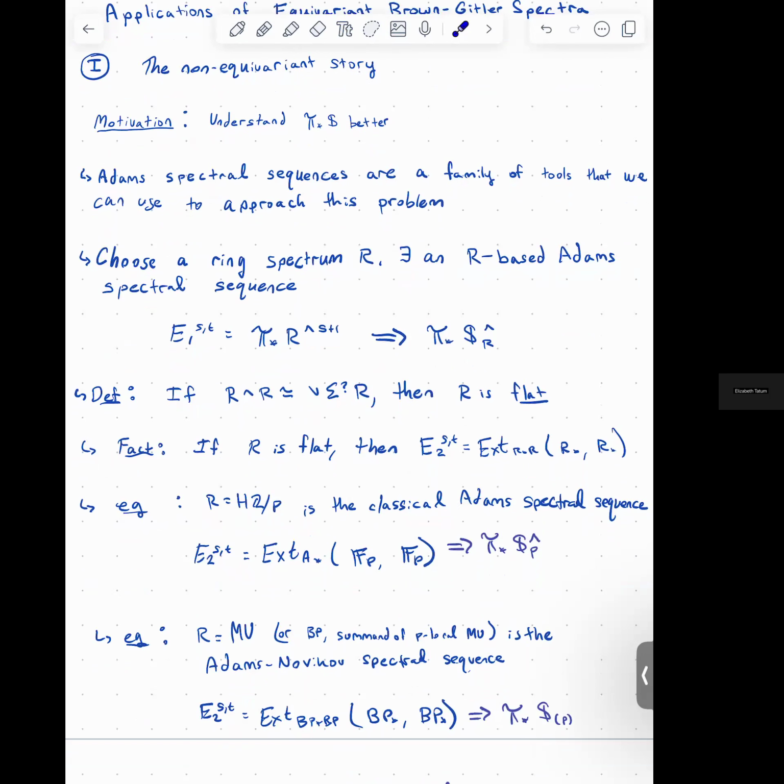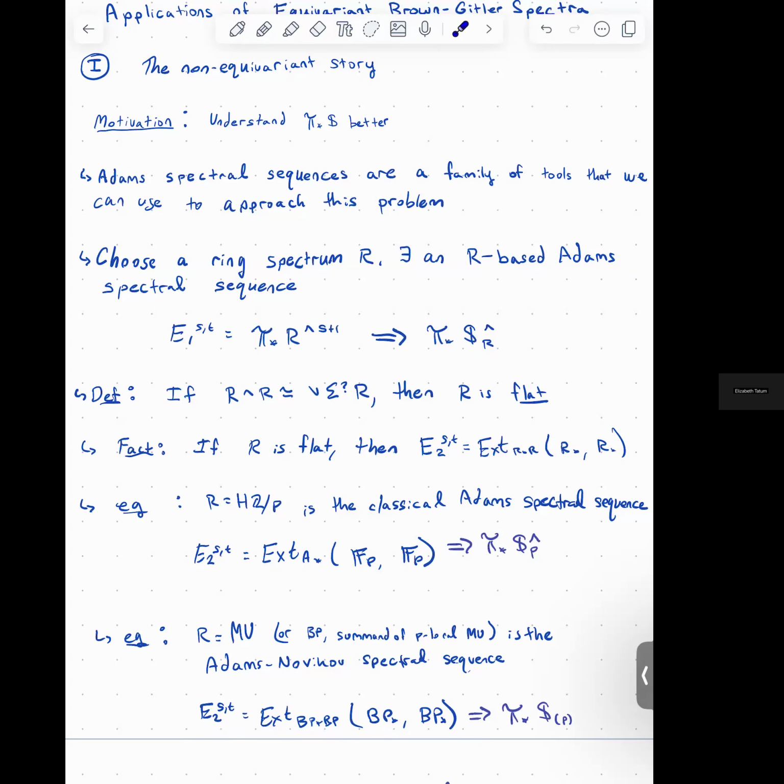Then another very classical one is to take MU, the complex cobordism spectrum, or it's usually easier computationally to take its summand BP, the Brown-Peterson spectrum, or sorry, it's a summand of the p-local MU. And that's the Adams-Novikov spectral sequence. And again, MU and BP are flat, so you can write the E2 page as this Ext group.